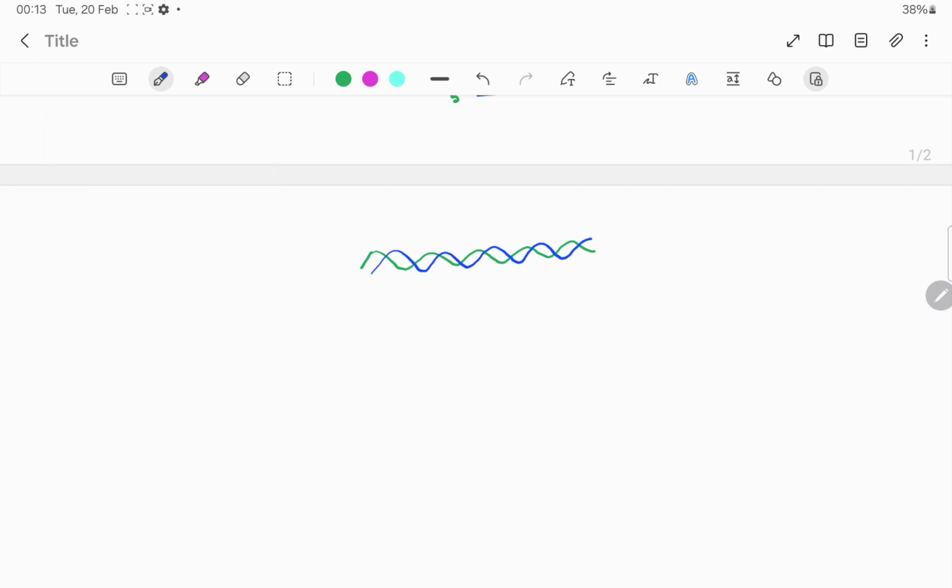Now in that DNA, suppose from this portion to that part, this portion of DNA, from where protein is formed. What is formed? Protein. Clear? Now the part of the DNA, not the entire DNA.